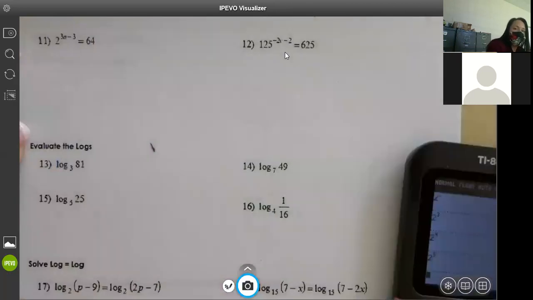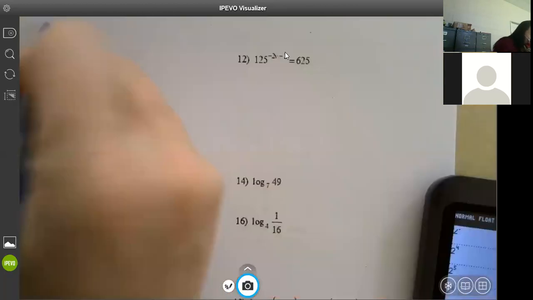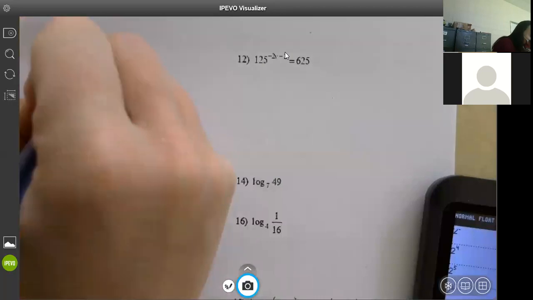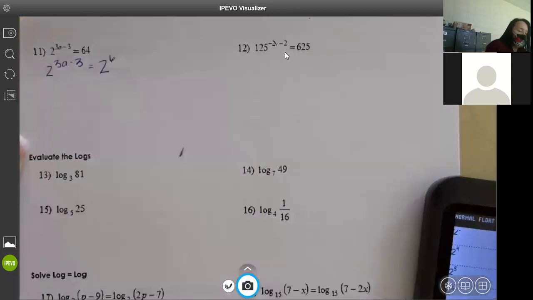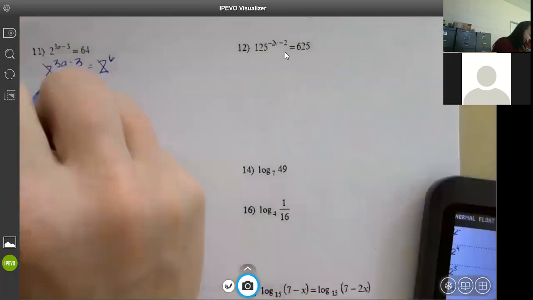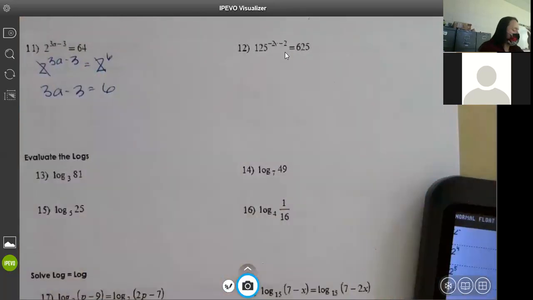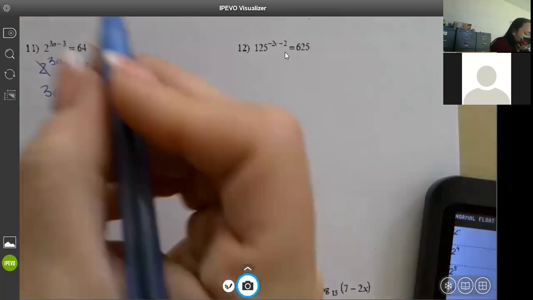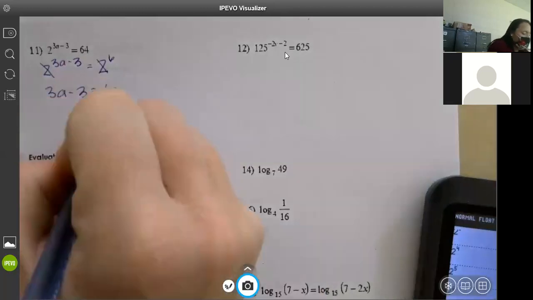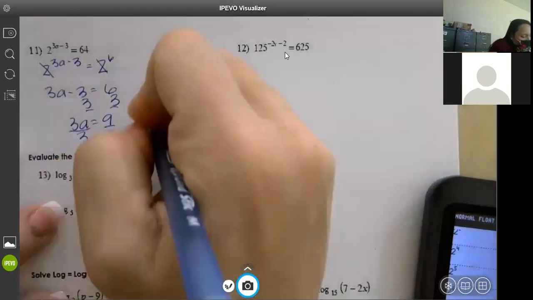2 to the 6th. And if you guys look, 2 to the 5th was 32. 2 to the 6th is 64. So this one doesn't have to change because it's already base 2. 64 is going to be 2 to the 6th. And then we're going to mark it out. And we're going to solve 3a minus 3 equals 6. How do I solve that? Add 3. I get 3a equals 9. Last step. And a equals 3.